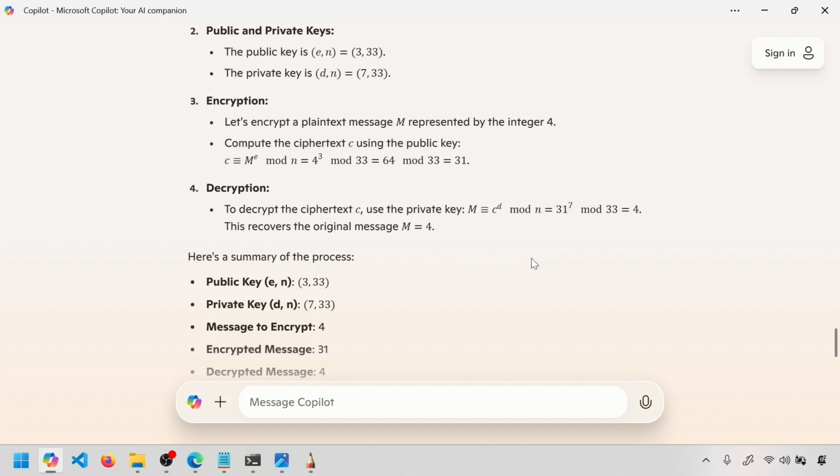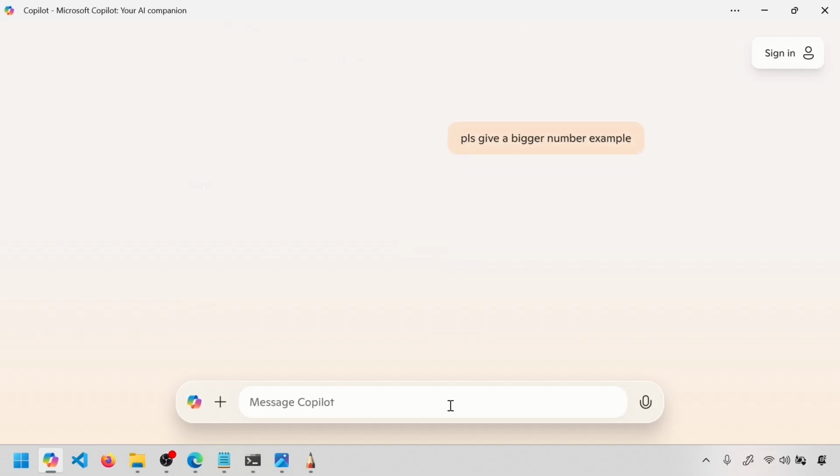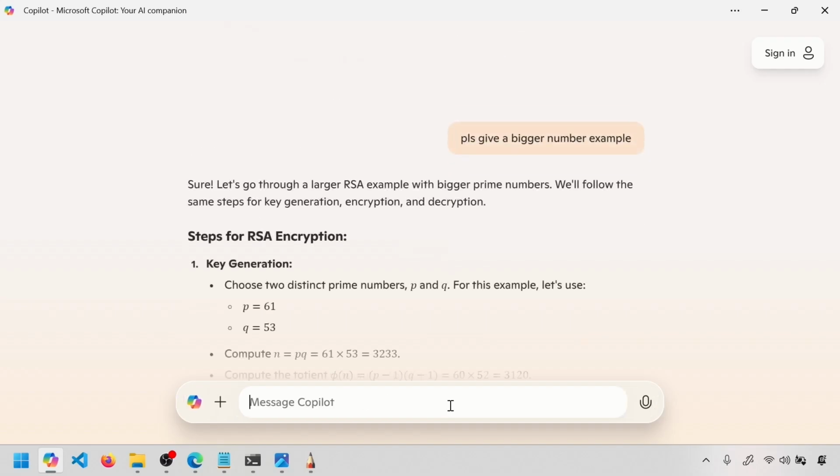Now, one thing I would like to talk about here before we go is that these calculations right here can be very, very tricky things. For example, these numbers right here. So let's see a better example to demonstrate the point which I'm trying to convey. Please give a bigger number example. So we are dealing with very small numbers, 7 and 3, which doesn't prove our point. Now it has given a fairly big number right here.